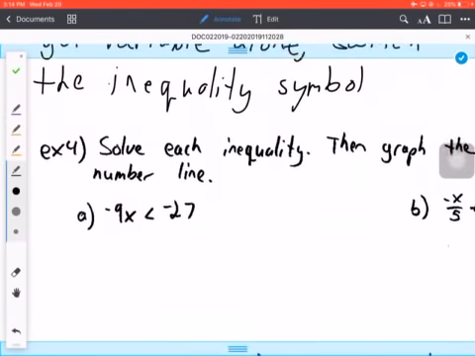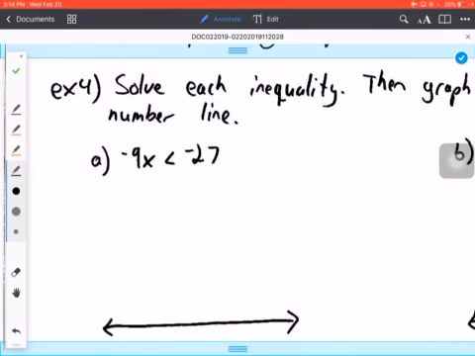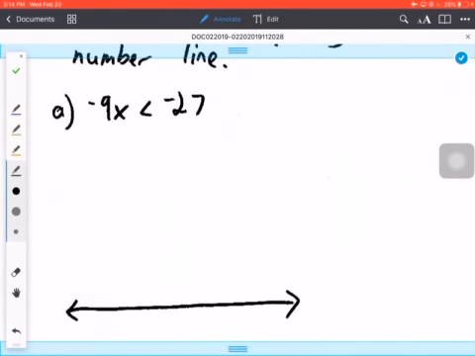So let's look at an example here. Letter A says negative 9x is less than negative 27. So I have to divide both sides by negative 9. And I should have x and 3. But I need to switch the inequality. The reason why is that if I use the number 0, right now it should say x is greater than 3, and 0 is not greater than 3, which makes sense. But if I substitute 0 in here, negative 9 times 0 is less than negative 27. That's not true. 0 is not less than negative 27, which is why I have to flip the inequality.